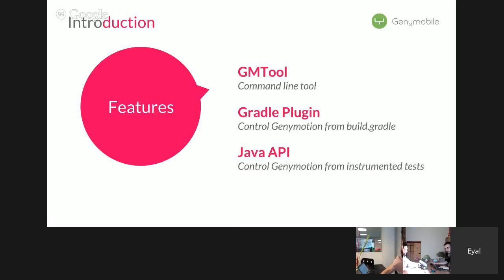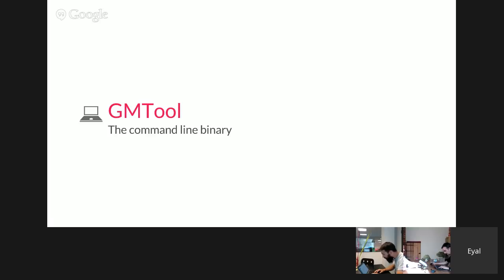Okay, let's start. Just to tell you about 3 things that we will show you today, because Pascal told about Genymotion Tool and the Gradle plugin, but we will also highlight a little bit the Java API. You will see how it can be useful. I mean, that's our Java API. Okay, let's start with Genymotion Tool.